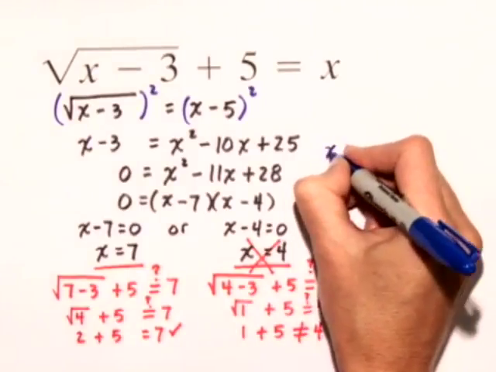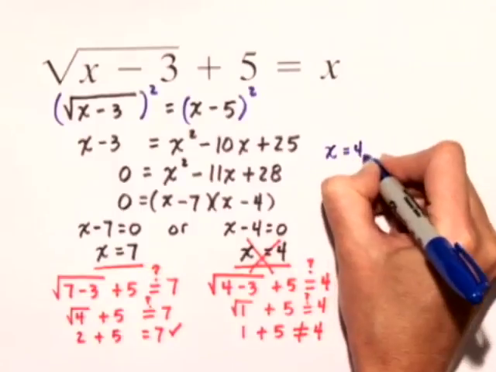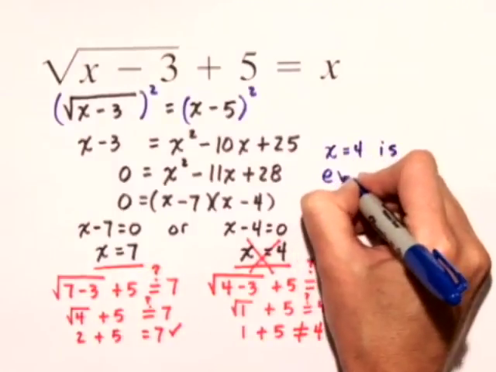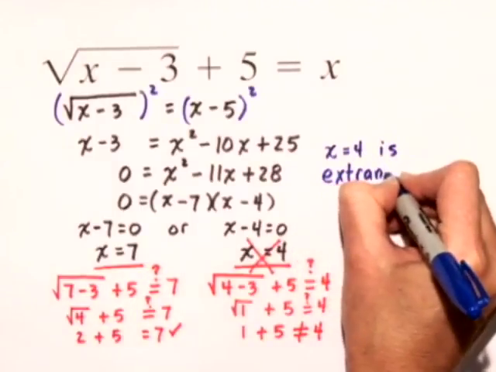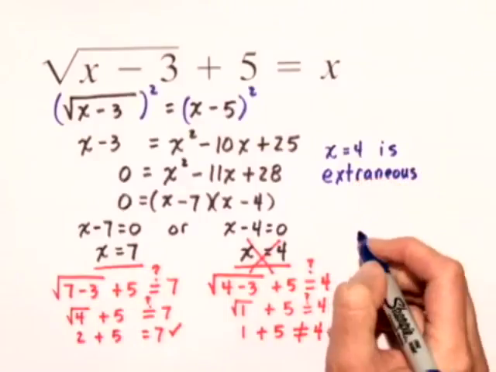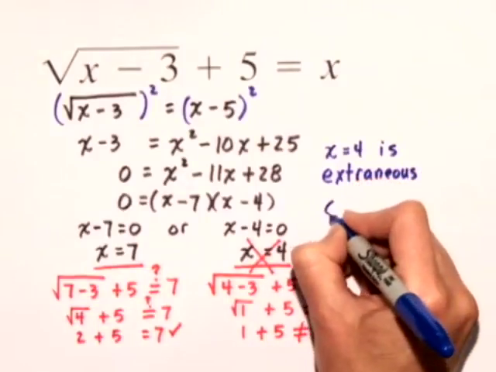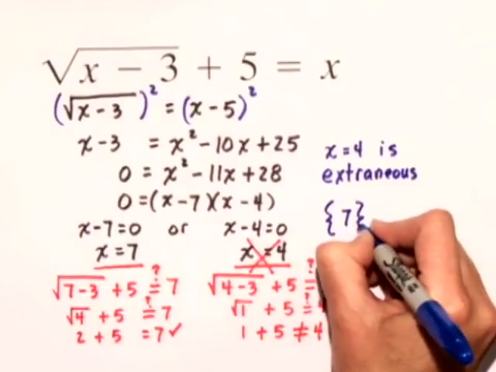And it's important to note that here. x equals 4 is extraneous, so it's not part of the solution set. The solution set is the set containing 7.